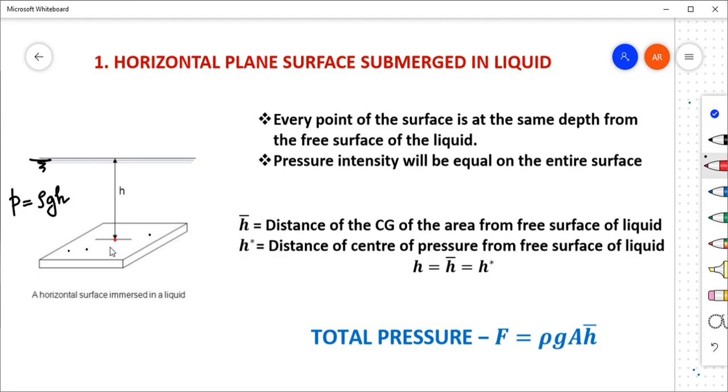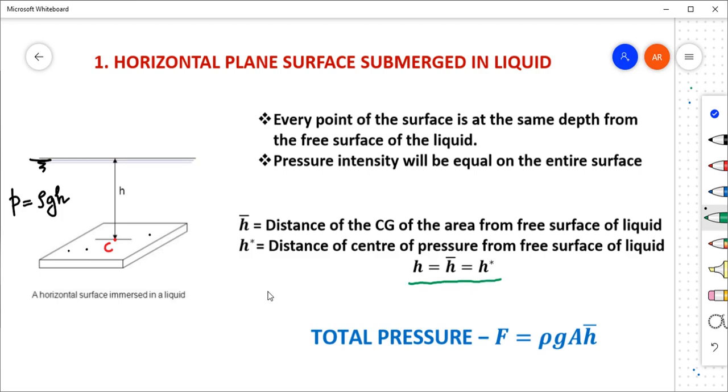Now let C denote center of gravity of area of the plane surface, and h bar denotes distance of the CG from the free surface. And let h star be the distance of center of pressure from the free surface. As every point of the surface is at the same depth from the free surface, we can say that h is equal to h bar is equal to h star.